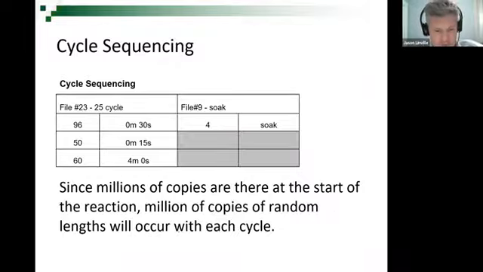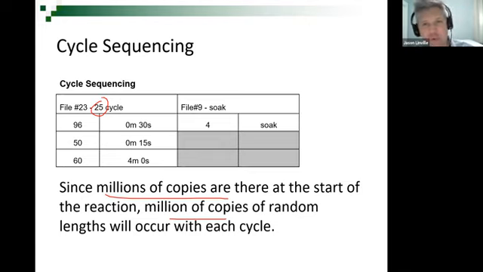All right, so since millions of copies are there at the start of the reaction, millions of copies are created at each cycle. Okay, so we run this 25 times. This is not amplification. We're not going from 1 million to 2 million to 4 million to 8 million. After the first cycle, we now have 1 million copies of that special cycle sequence DNA. At the end of the second cycle, now we have 2 million. At the end of the third, now we have 3 million.